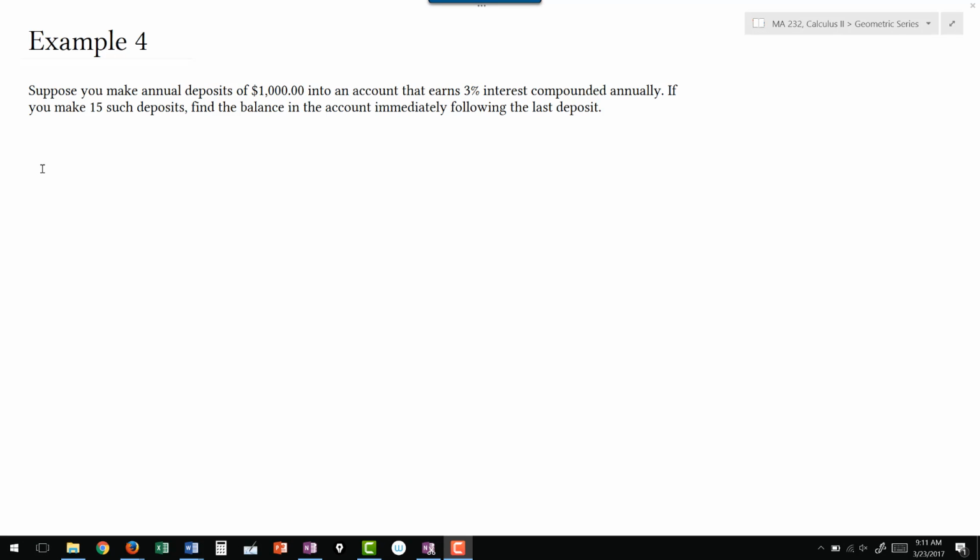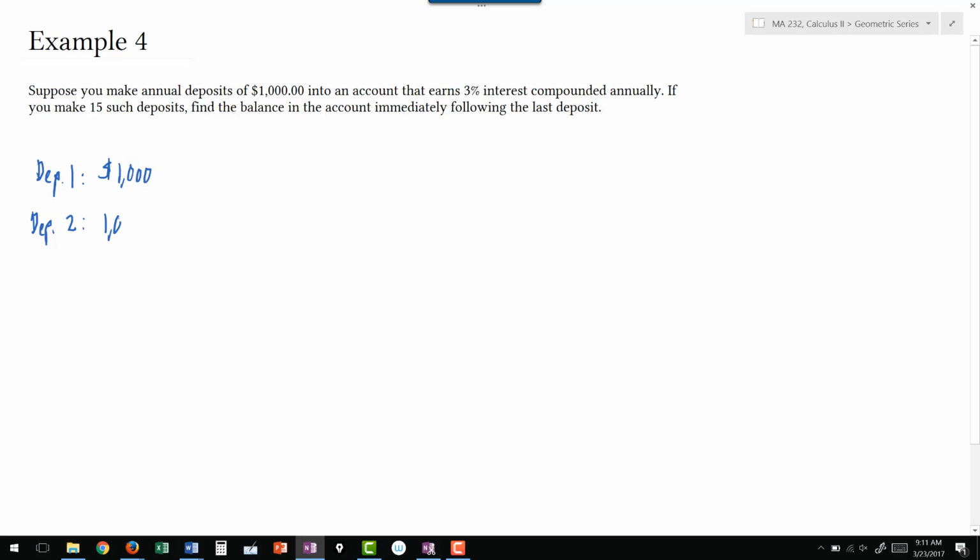This next example is an example from finance and just shows us one of the many places where the geometric series can be applied. We're making annual deposits of $1,000 into an account. That account earns 3% interest every year. And we're going to make 15 such deposits, so 15 annual deposits. Our job is to figure out the balance immediately following the last deposit.